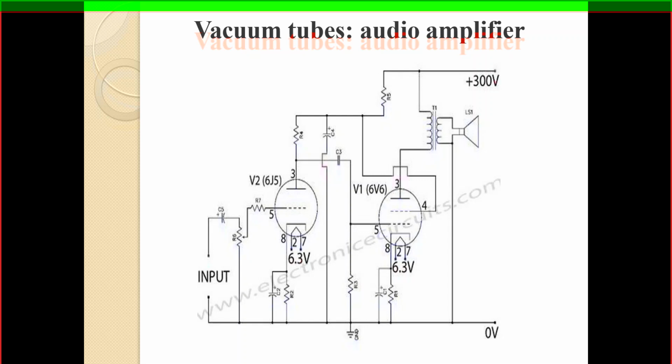Then what type of audio amplifier can be used? A vacuum tube, and its current keeps increasing through the resistance R5 with plus 300 volts. That is the expected output of the audio amplifier. In our largest technology you can use that.